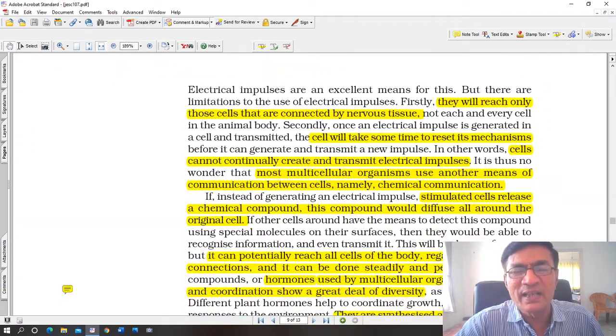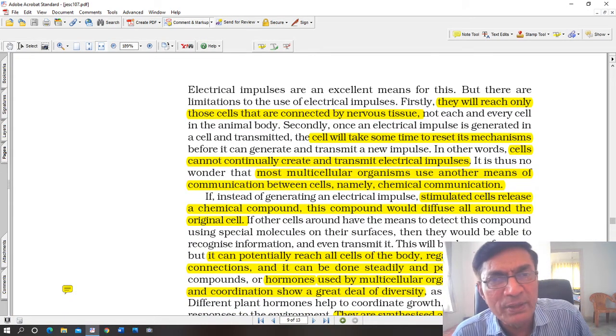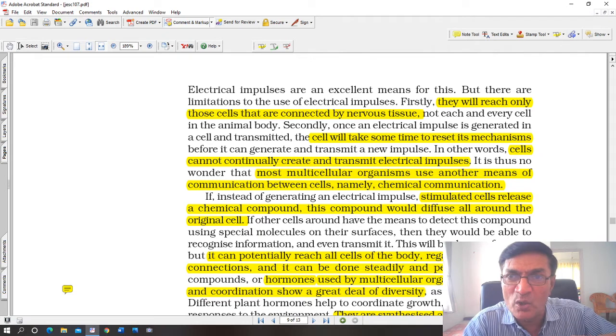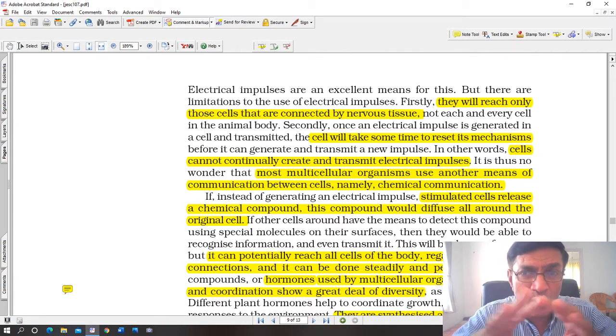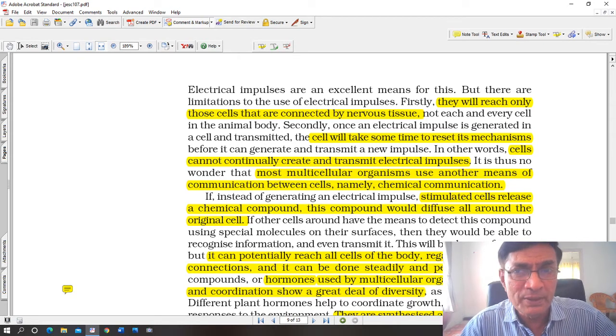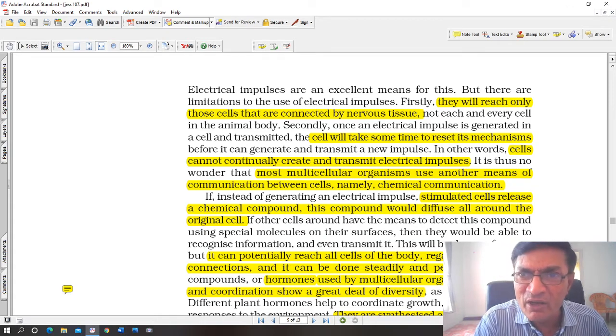Electrical impulses are an excellent means for this, but there are limitations to the use of electrical impulses. Firstly, they will reach only those cells that are connected by nervous tissues, not each and every cell in the human body. So the system of nerves that we have discussed so far, the neurons, which are all interconnected by axons and dendrites, are not spread everywhere in the body, and therefore if there is an electrical impulse, the limitation is that the whole body will not respond. So we need a different method.